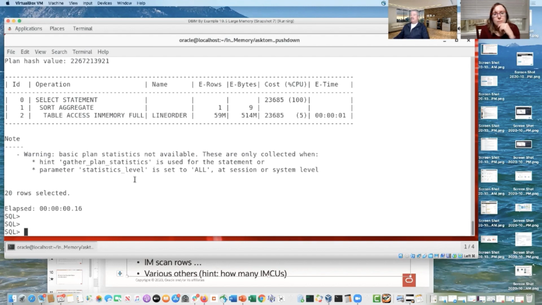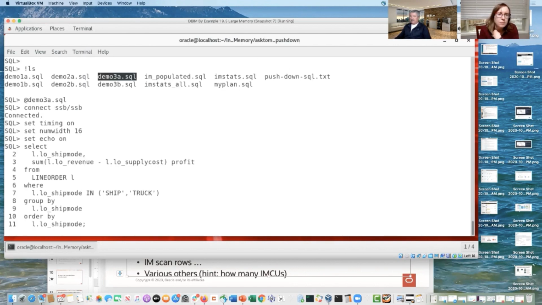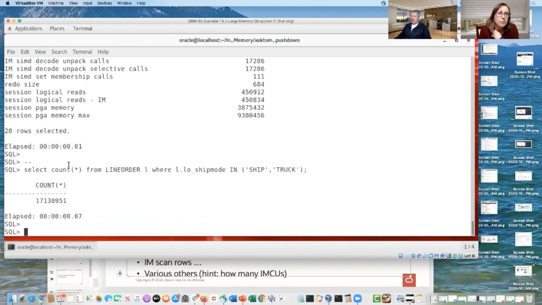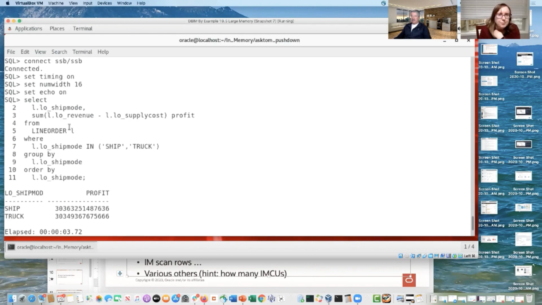There you go. And then, let's see, I had one more demo. What I wanted to show is a single table group by. So now we're a little more complex. I also have a blog post that describes the same basic query, but notice we're just accessing the line order table.